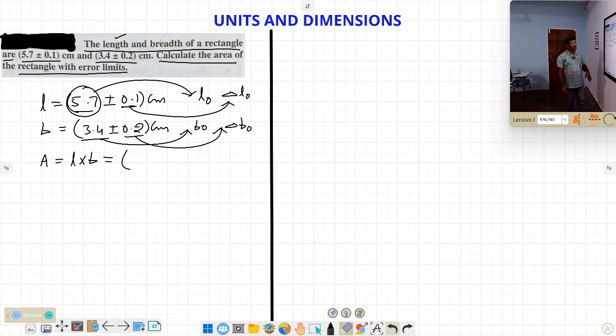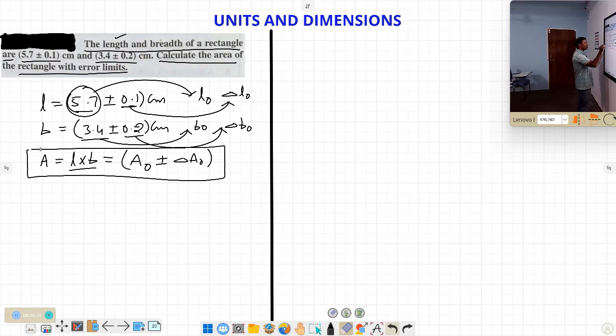So using these two, what are the things you are going to get here? The area is equal to length into breadth is a basic formula, but the answer has to be in terms of A naught ± delta A naught. So in the way the length is given and the breadth is given, in the same fashion you have to express the answer. Our requirement is first the calculation of A naught. What is the A naught value? A naught is the actual area. The actual area comes from the actual length and actual breadth, so that is L naught into B naught.